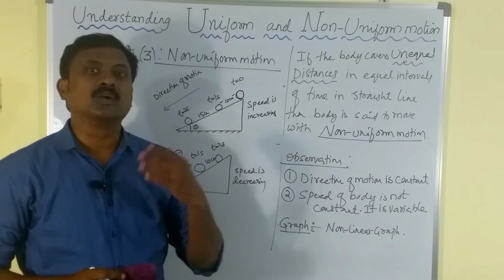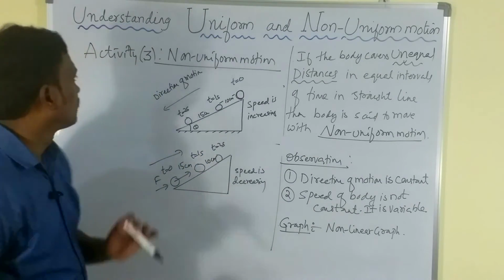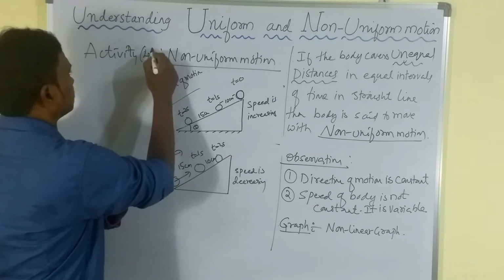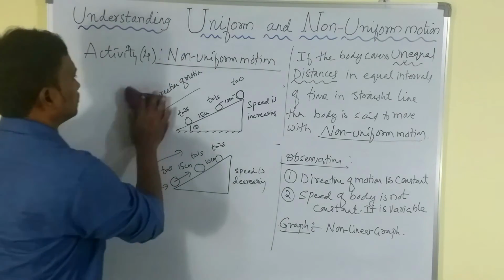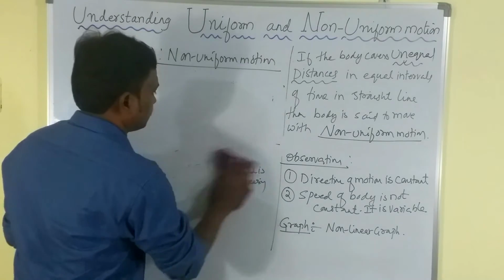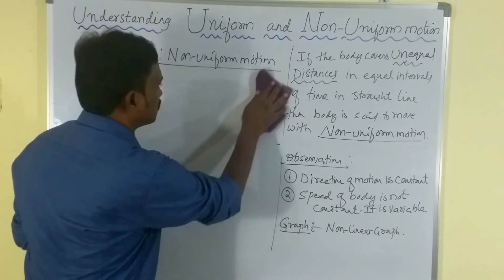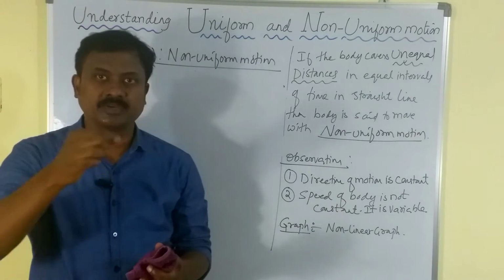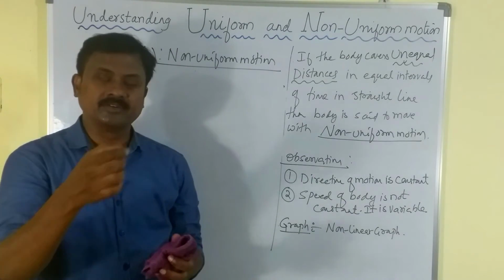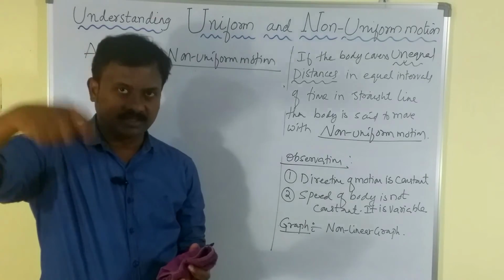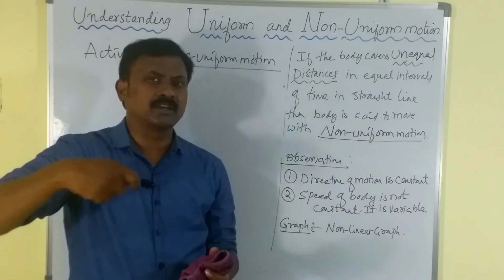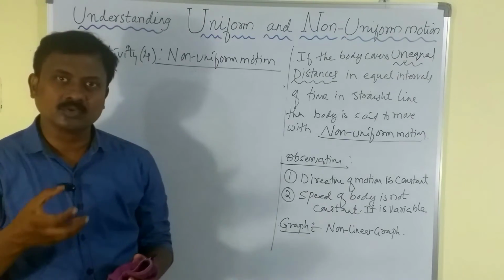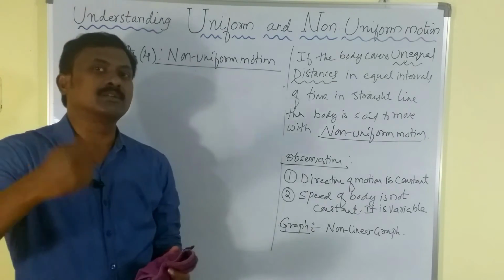Okay, children, now we are going to see activity 4. Activity 4 also comes under non-uniform motion. Here we are going to take a stone and tie a string, rope or thread to it, and then you whirl it. Generally all the students enjoy doing this activity, right? You take a stone, tie a thread, and start whirling.